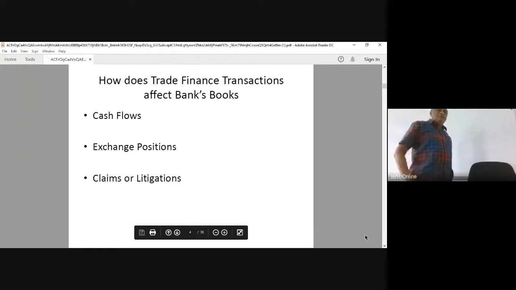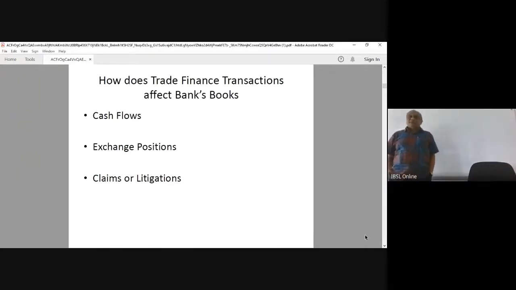How do trade finance transactions affect bank books? One is the cash flow. Whatever the transactions, they will affect the cash flow of the department or the cash flow of the bank, because trade transactions are huge ones. Then the exchange positions. Every 2-3 hours, we have to give the exchange positions to the forex department in a practical way, right? If you have a big bill of about $10 million, $20 million, $25 million, those are big bills.